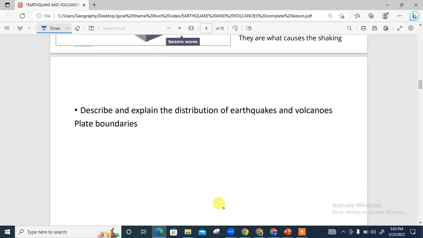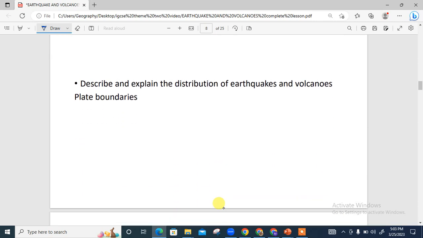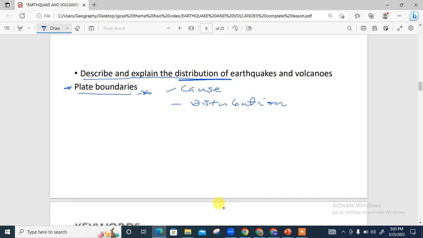Now, we are done with the first part of your syllabus. The second part for this same topic is for us to describe and explain the distribution of earthquakes and volcanoes. The first thing we need to look at is plate boundaries. If we don't understand how plate boundaries work, we will not be able to describe the causes and also the distribution of earthquakes, because they are distributed along plate boundaries.